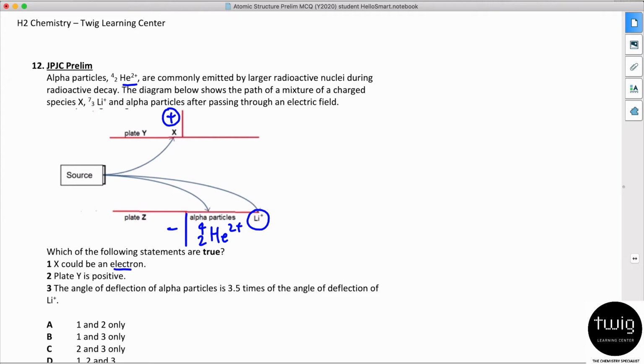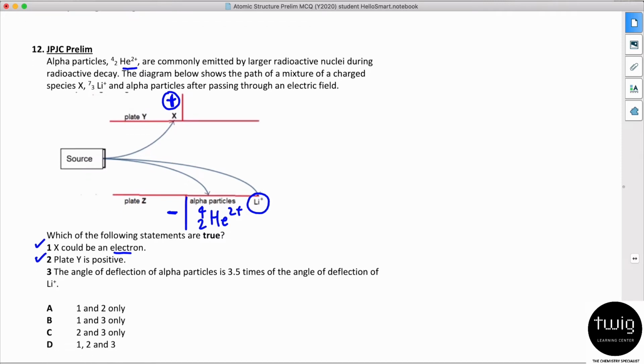That's right, it could be minus. Minus will be attracted to plus. So I'm going to put a tick here. True. Plate Y is positive. Yes, because since this plate is negative, the other plate must be positive. This is also true. The angle of deflection of alpha particle is 3.5 times the angle of deflection of lithium.